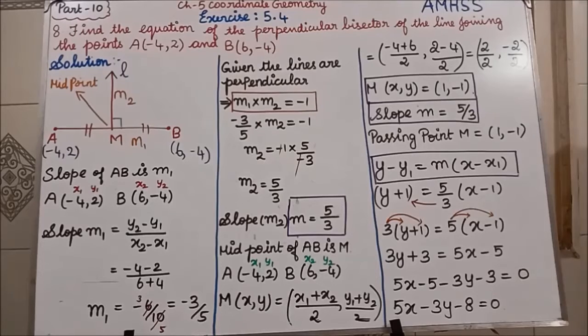Find the equation of the perpendicular bisector of the line joining the points A(-4, 2) and B(6, -4). Students, what are they saying in the question? Find the equation. We need the equation of the perpendicular bisector. Can you remember where we read this word perpendicular bisector? We have read it in chapter 4, geometry.